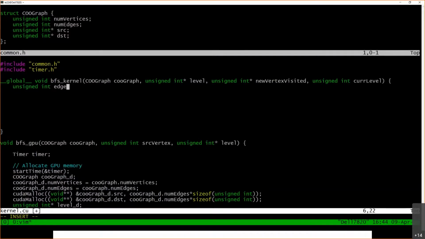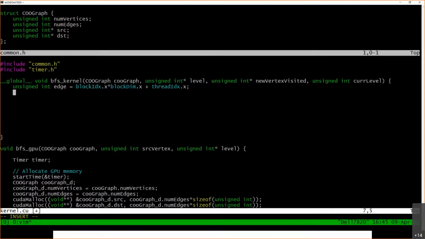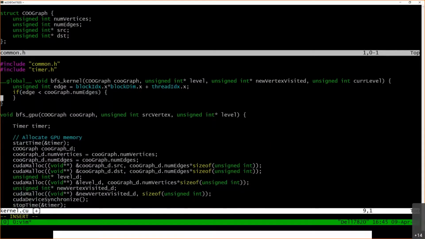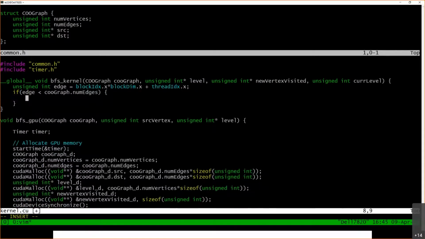So in general, my edge is going to be equal to my thread index. I'm going to write edge is equal to blockIdx.x times blockDim.x plus threadIdx.x. And then I need to make sure that the edge is in bounds, of course. I'm going to do if edge is less than cooGraph.numEdges. So if my edge is within bounds, now what do I need to do? Well, I need to find my source vertex and my destination vertex.